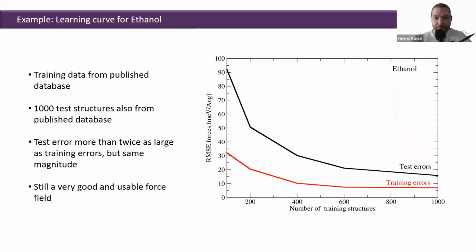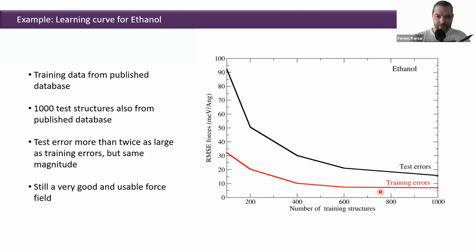So let's look at another example, which shows you that really not everything is black and white. This is the molecule ethanol. This is a learning curve for ethanol. That means we show here the improvement of the force field with increasing number of training structures. The data was taken from literature. It's good data, with a maximum of 1,000 training structures, and the test data is also taken from literature, which are of course different structures. We see here the training errors and the test errors.